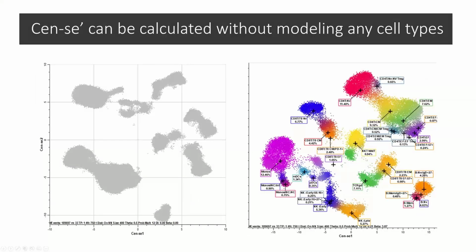You can calculate a Cen-se without modeling any cell types. On the left is the same data file. It's just been calculated before any kind of modeling has been done. So the orientation is not quite the same because we don't have a summary map set up yet, but we do have the structure that is really recognizable. So the CD4 T cells are here, in comparison to these already modeled. You really do see a lot of the same structural features to each of these populations.